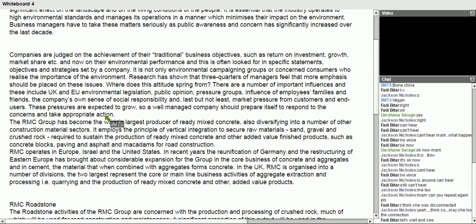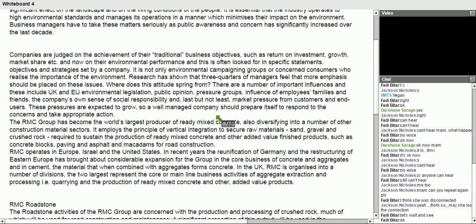See, I am saying RMC Group is the group which sells ready mixed concrete. This is a UK based group, okay? And they not only sell concrete, but they also sell other construction materials, which are used at the time of construction of buildings, hospitals, etc. It employs the principles of vertical integration to secure raw materials, sand, gravel, and crushed rock required to sustain the production of ready mixed concrete and other added value finished products such as concrete blocks, paving, asphalt, macadams for road construction. So they sell everything ready-made, okay, concrete. Otherwise, you have to use the raw materials to make concrete, but they sell the ready-made one, okay.